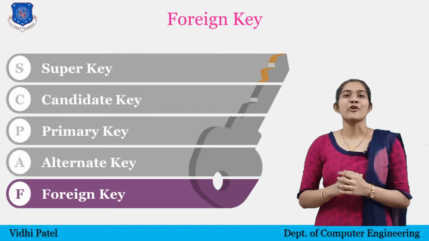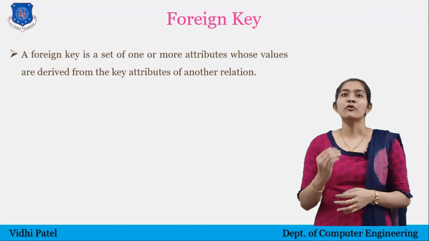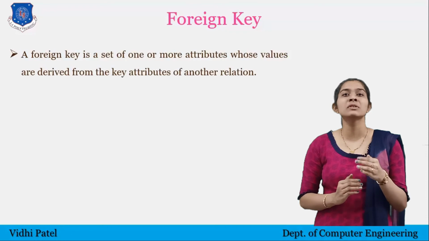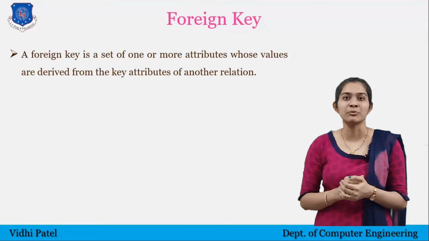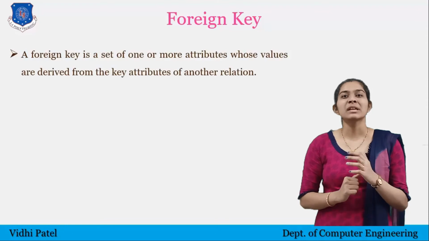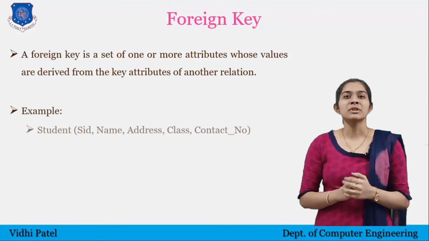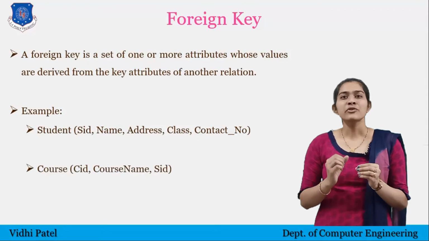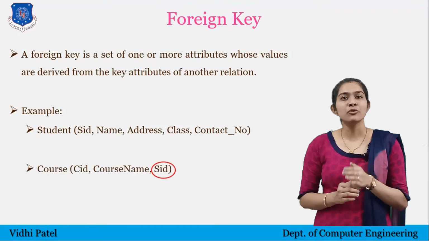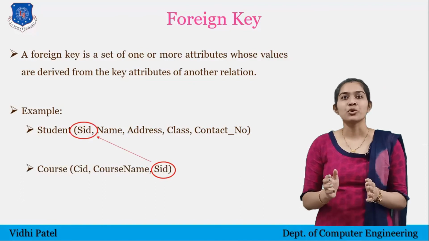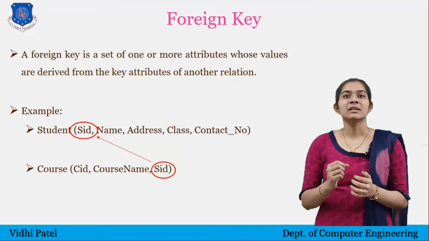Next key is a foreign key. A foreign key is a set of one or more attributes whose values are derived from the key attribute, we can say the primary key, of another relation. For example, consider the student and course relations. Here, values of attribute student ID of the course relation are derived from the student relation. So, attribute student ID in the course table is referred to as a foreign key.